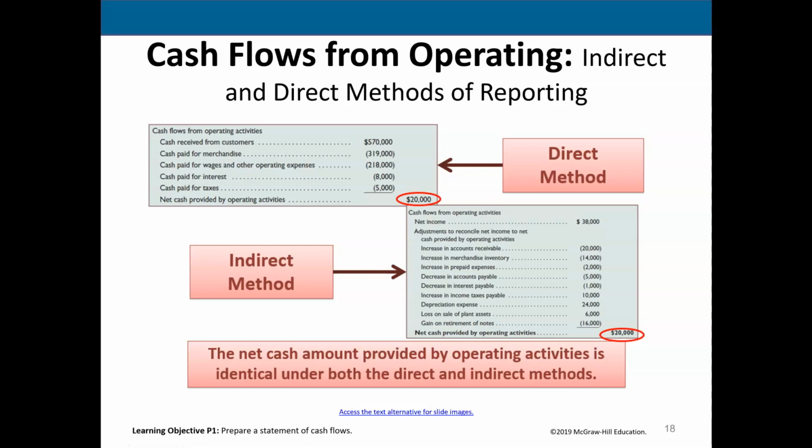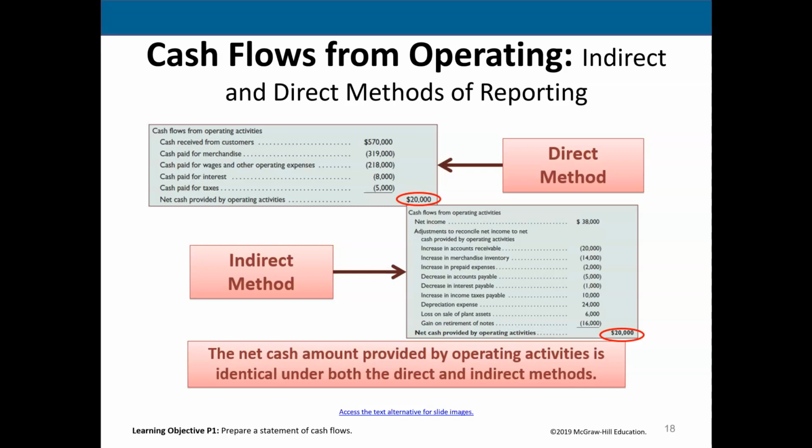I'm going to go through these briefly and then we will go into detail in future slides. You're going to start with your net income. Your net income is $38,000. Your net income doesn't represent what you have in cash, but we're going to start with our net income and end up with what we have in cash.